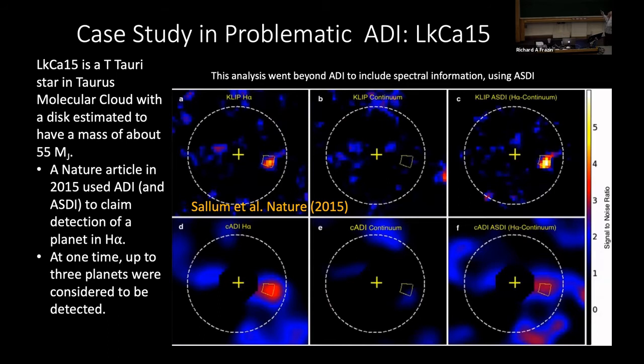So what we see in the upper left here, there are different kinds of differential imaging, but anyway, in the upper left, we have an example, and they used ADI to claim a detection of a planet in H alpha, and you can see the planet they claimed here. This Nature article went through a lot of analysis, and they made a pretty convincing argument that they had detected a planet with ADI. And at one point, there were papers claiming up to 3 planets had been detected.